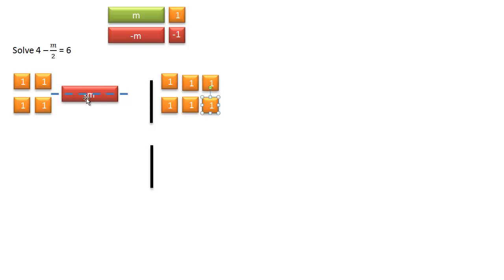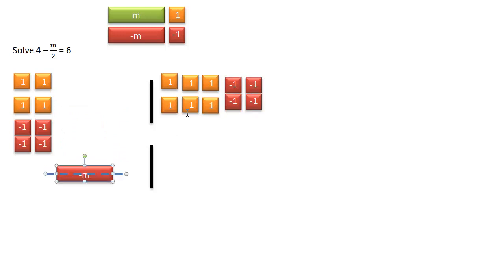Now, first of all, to get this negative m over 2 by itself, we're going to have to add 4 negative 1 tiles to the left-hand side. So there are 4 negative 1 tiles. But if we're doing that to the left-hand side, we have to perform the same operation to the right-hand side. So there are 4 negative 1 tiles on the right-hand side. The net result is going to be a negative m over 2 on the left side and a positive 2 on the right-hand side, because the 0 pairs will disappear.